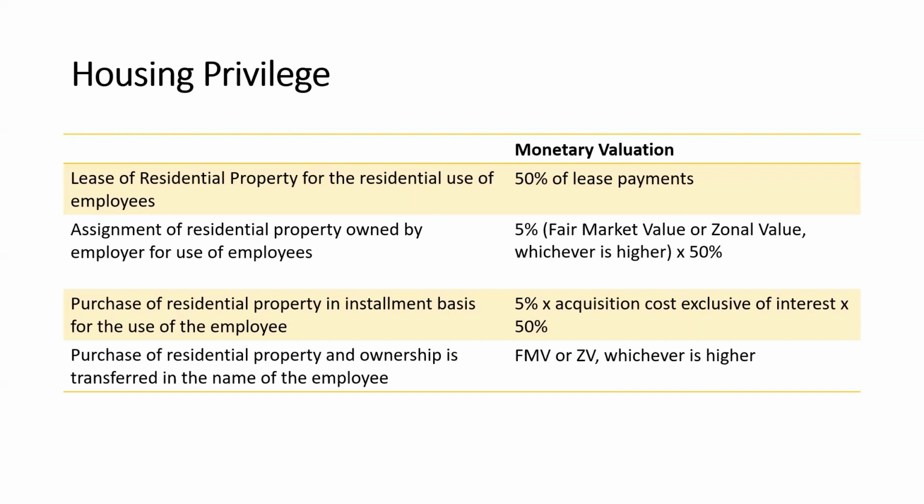Next, kung purchase naman, binili yung property and then pinagamit sa empleyado. O sir, di ba parang assignment din lang yon? Kasi sa assignment, yung residential property owned na ng employer. Pero dun sa purchase, bumili lang. Pero owned pa rin ng employer and then pinagamit sa employee. So kaya naman, halos parehas lang sila, di ba? 5% times 50%. 5% of what? Kaya dito, acquisition cost exclusive of interest. Okay. So pagka bibili lang, edi acquisition cost ang basis.